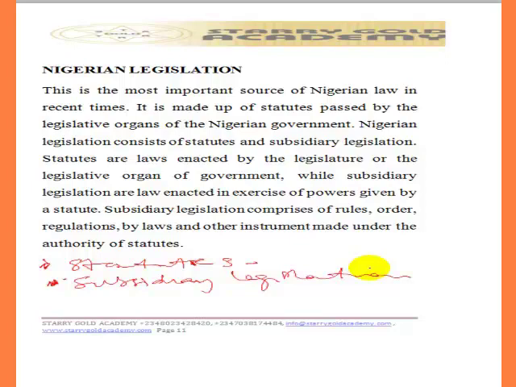The reason they are called subsidiary legislation is that those laws do not pass through the normal legislative process. Only laws from the National Assembly and State House of Assembly pass through the normal legislative process. That is why laws from the National Assembly or State House of Assembly are known as statutes, while the other ones are known as subsidiary legislation.